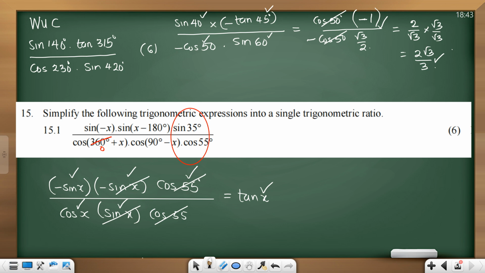Compound angle and double angle. We're coming back to this now because it applies as well. We're going to see how it applies.